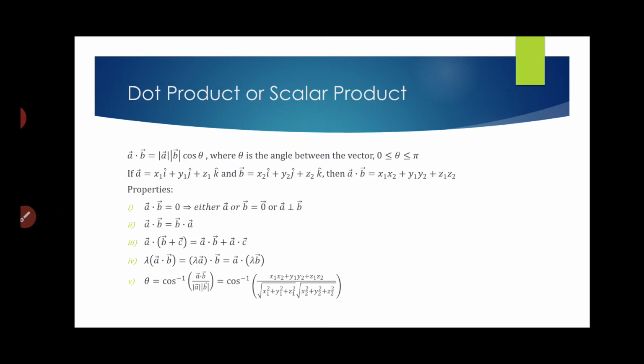Then theta, that is the angle between the two vectors, can be found out by this formula, that is cos inverse of A dot B by mod A mod B, which is pretty obvious from the definition itself. And finally, projection of B on A, that is B vector when projected on A vector.